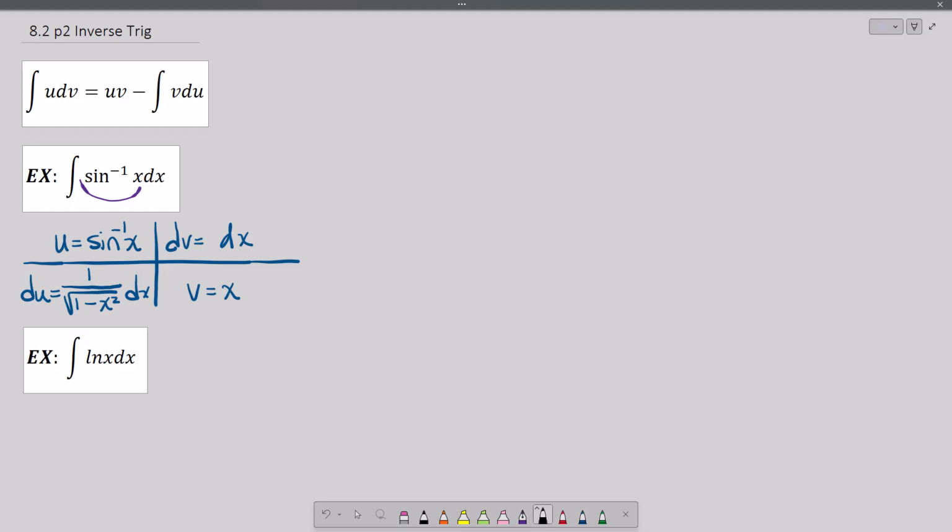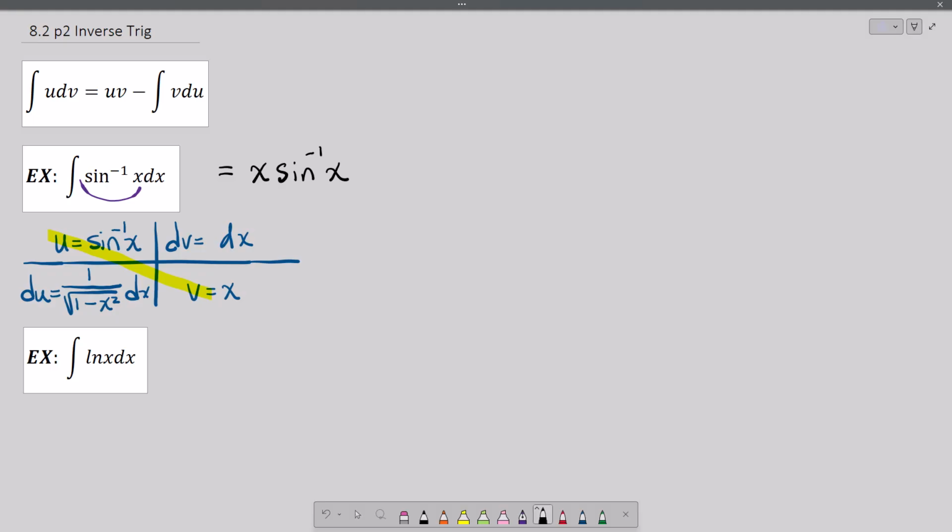So now we go to our formula, our ultraviolet voodoo. If we set up the table the same way every time, then ultraviolet is right there. It's the diagonal. So we are going to have x multiplied by inverse sine of x.